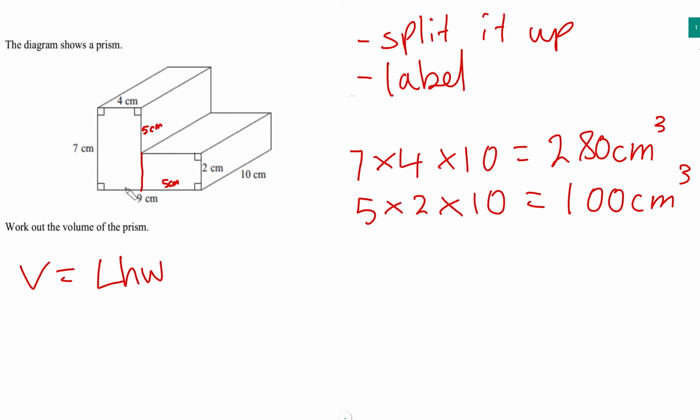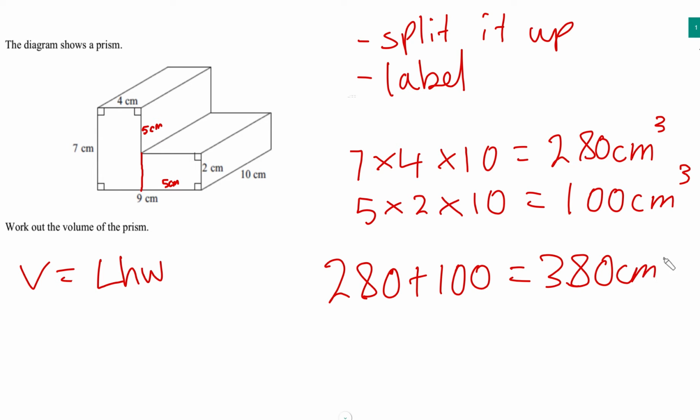Now remember, the entire volume is this section over here plus that section over there. So if we do 280 plus 100, we get 380 centimeters cubed. And that is the total volume. Remember, stick your units at the end, never put them into the equation.